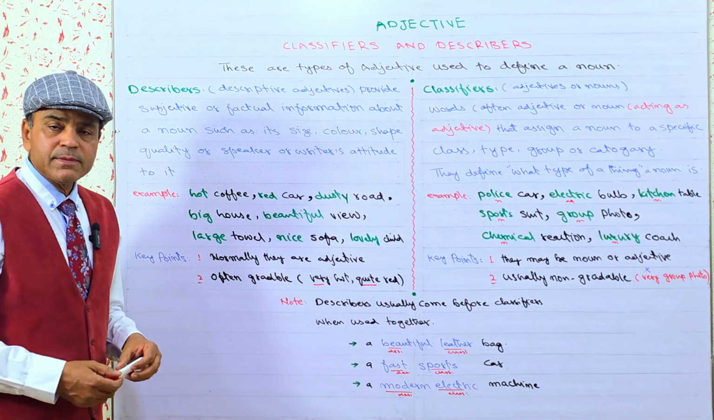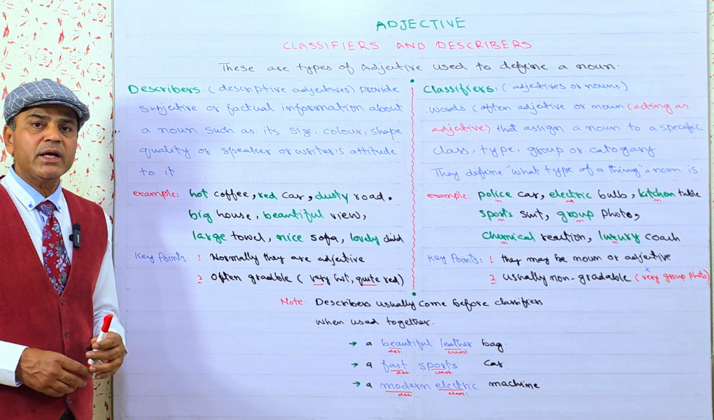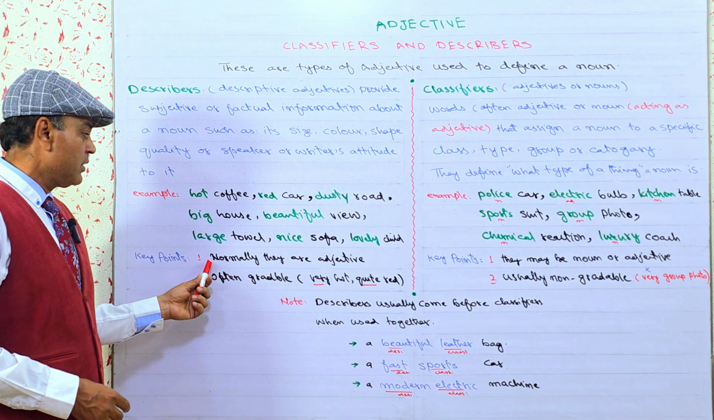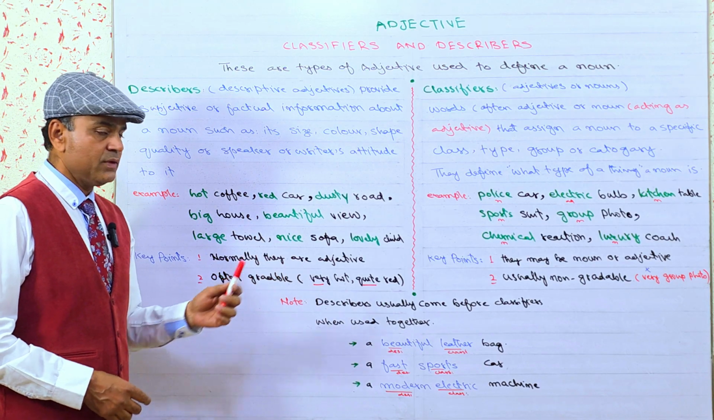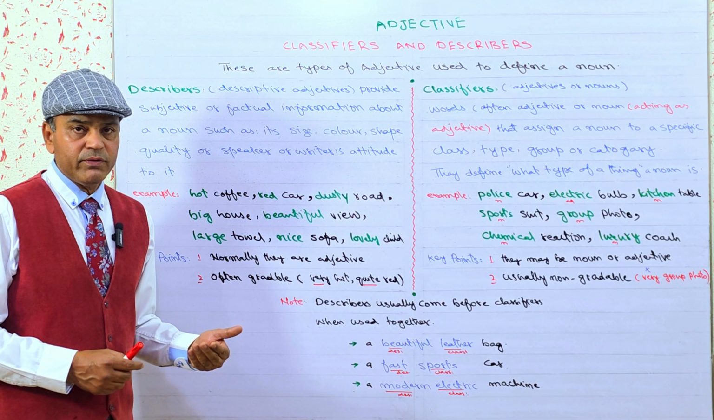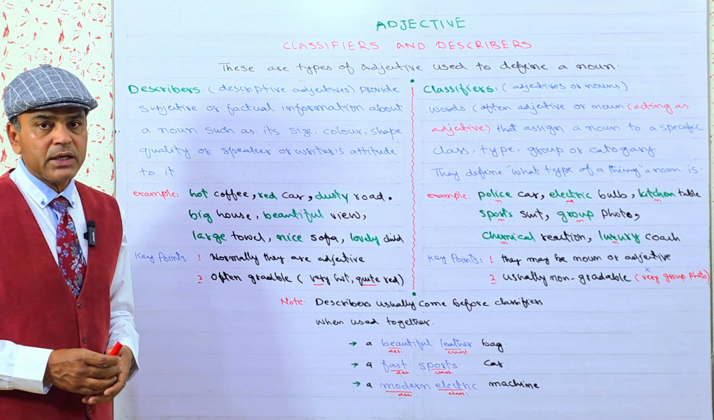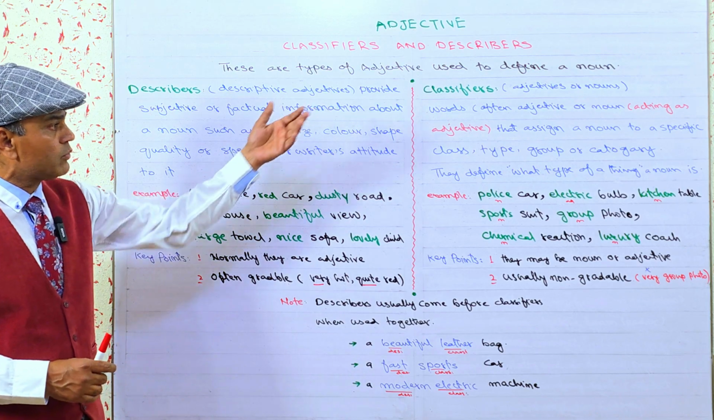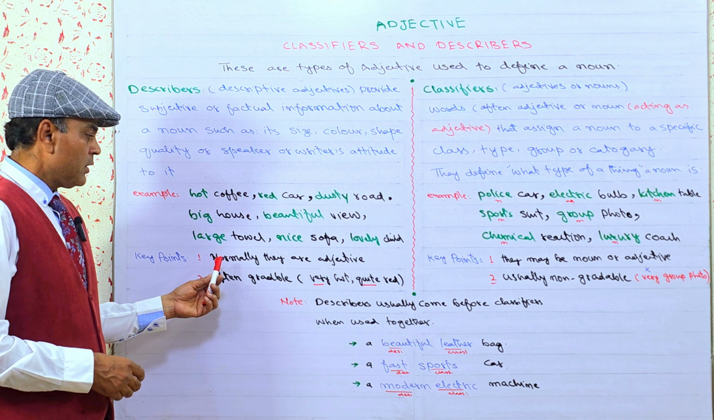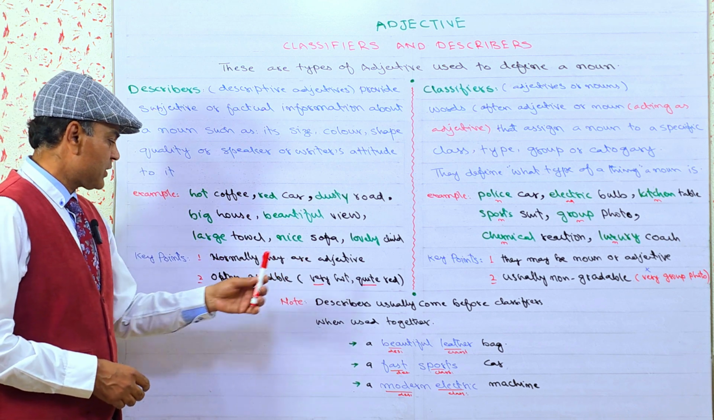What are the key points that we have to keep in mind to properly understand describers? Point number one is that normally they are adjectives. It means they cannot be another part of speech. What other parts of speech may be used as adjectives, I am going to talk about in classifiers. So normally describers are adjectives.